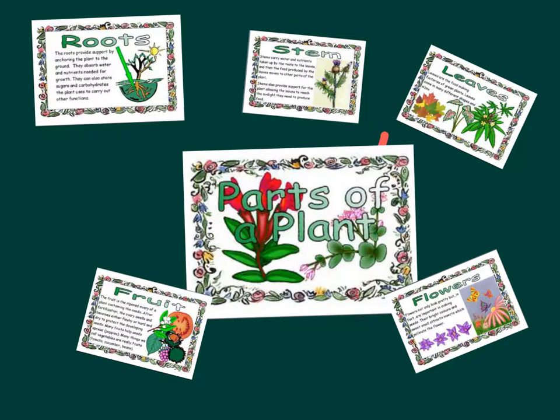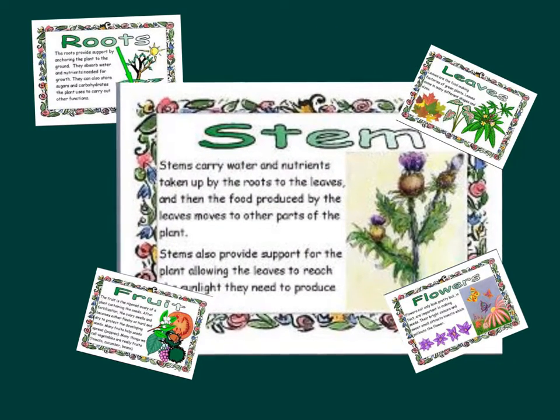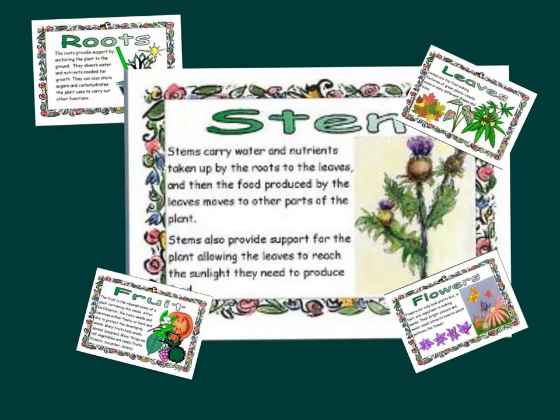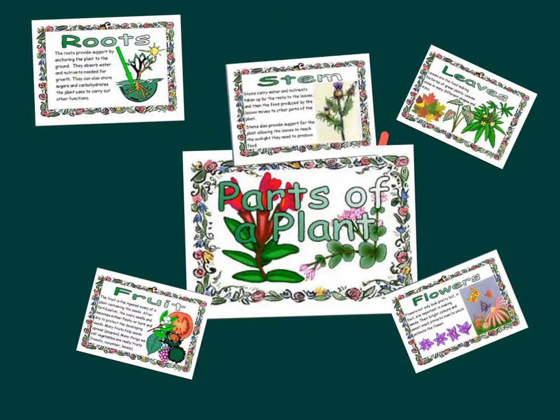As we leave the roots, we go up through the stem. The stem carries the water and the nutrients up from the roots and the ground to the leaves. And then the food produced by the leaves moves to the other parts of the plant. The stems provide that support. They hold the plant together. It's like the strong point of the plant. It keeps it together, and it allows the leaves to reach the sunlight that they need. Again, sunlight's going to be important, the sunlight that they need to produce the food.